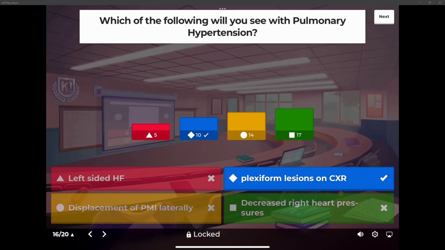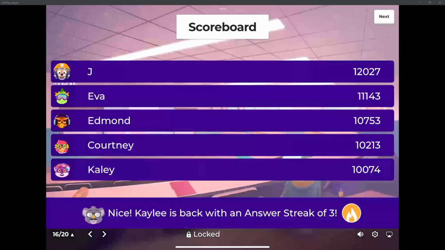Decrease right-sided pressures? It's going to be increased. That's the whole problem with pulmonary hypertension. It's increasing the pressures on that right ventricle. They don't like it. The normal pressure in the right ventricle is like 40 over 5, 40 over 10. Very, very low. That's the right ventricle pressure. Left ventricle is 120, 140, 150 over 80, 90, whatever that is. Right side pressures are very low. The minute they get high pressures, you get signs and symptoms of right-sided heart failure. So with pulmonary hypertension, they get these plexiform lesions on the chest x-ray. So a plexiform lesion is going to be pulmonary hypertension.